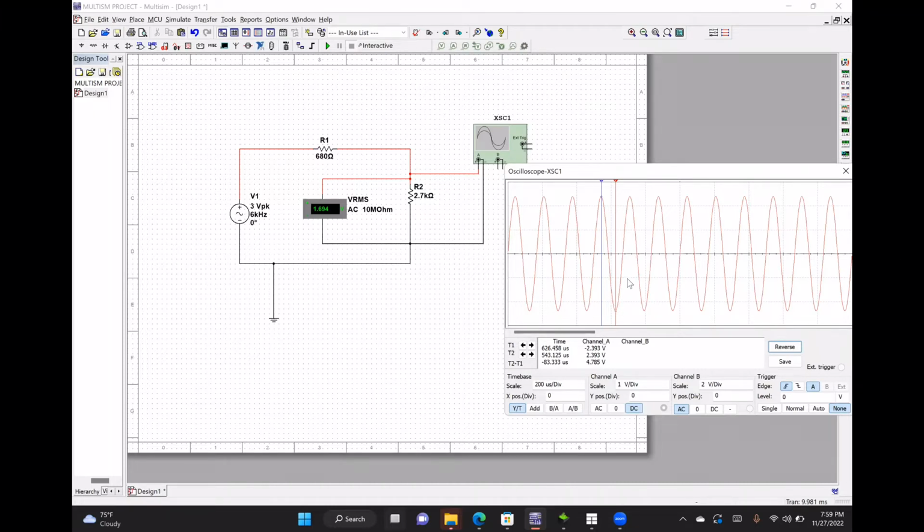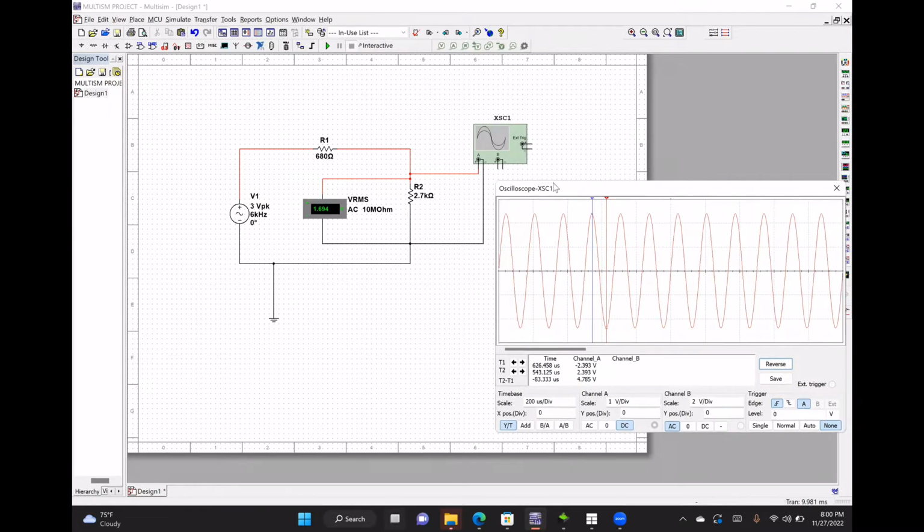If I wanted to solve the old school way, I would count my squares. So I would say 1, 2, 3, 4, and this isn't half and this isn't half either, but it's almost there. So I would say like 4.8-ish. But adding that together, it's pretty close to 4.7. So that's how we would do volt peak to peak. Then let's move on to VRMS. To get VRMS, I use the voltmeter right here. Yeah, so that's how I solve for it.